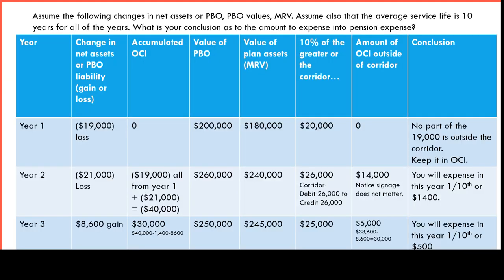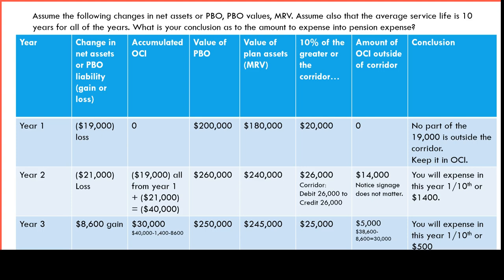That's the corridor method. This is an elaborate way of looking at it, since some of you really like numbers. Let's say in year one you have a $19,000 loss. Then the value of the PBO is 200,000, and the value of your plan assets is 180,000. Take the bigger of those two, 10%. The bigger one of those is 200 times 10%. Again, don't look at PBO being a liability and plan assets being an asset, and PBO having a credit balance and plan asset having a debit.